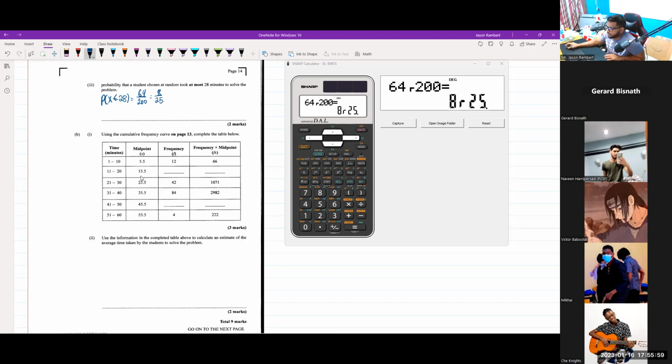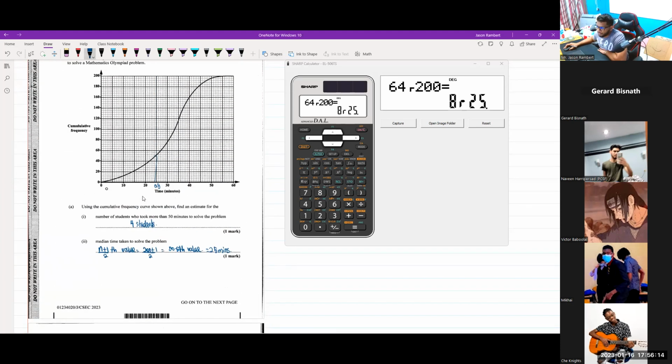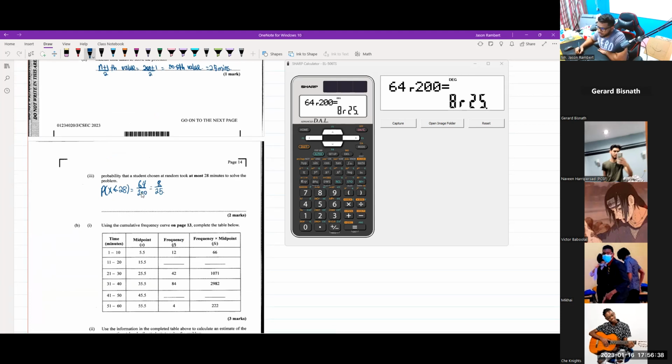For the time interval 1 to 10, we had 12 people. The time interval was 11 to 20. So how many people fall between 11 and 20? 11 and 20 is here. I can see the graph properly, right? So it's looking like 4, 2, 3, 4, 5, 20 people inside of there.